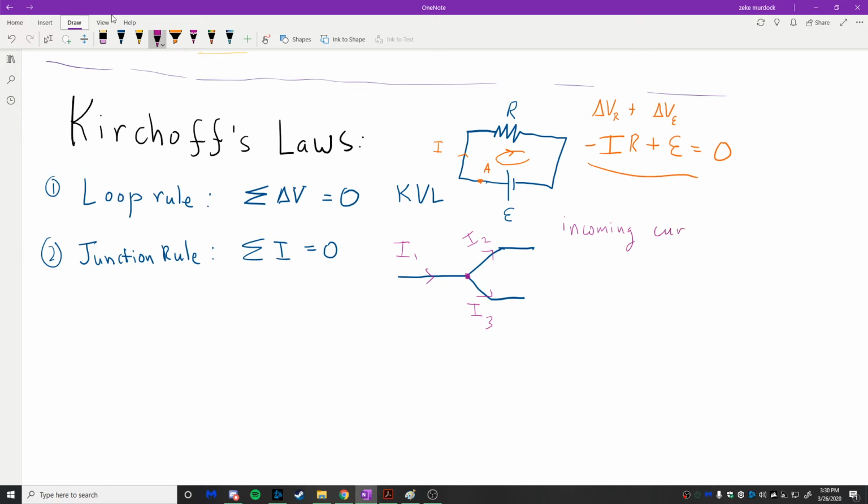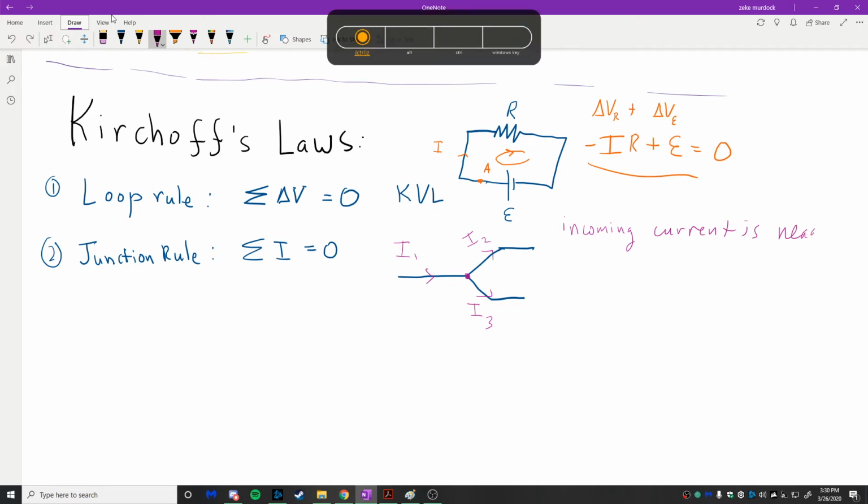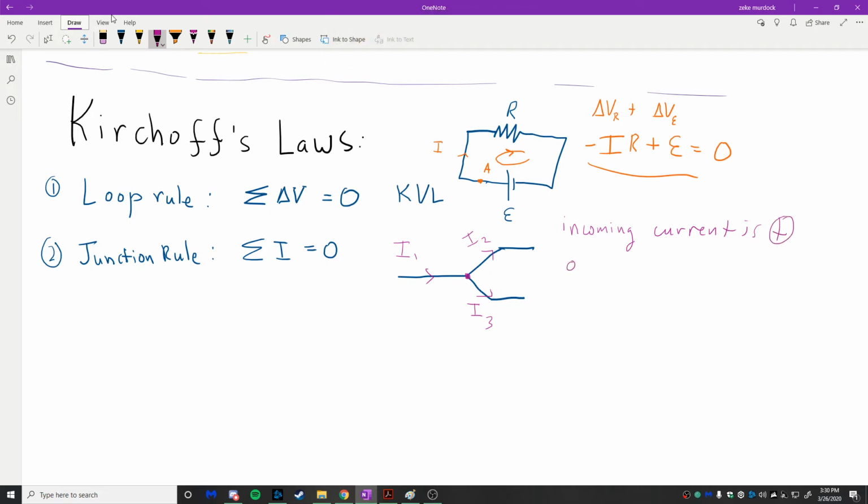is negative. Oh no, I usually use positive, don't I? Sorry. Is positive. And then outgoing current is negative. Okay? So the junction rule for this system right here would just be I1 minus I2 minus I3 is equal to 0. That's it. Those are Kirchhoff's laws.